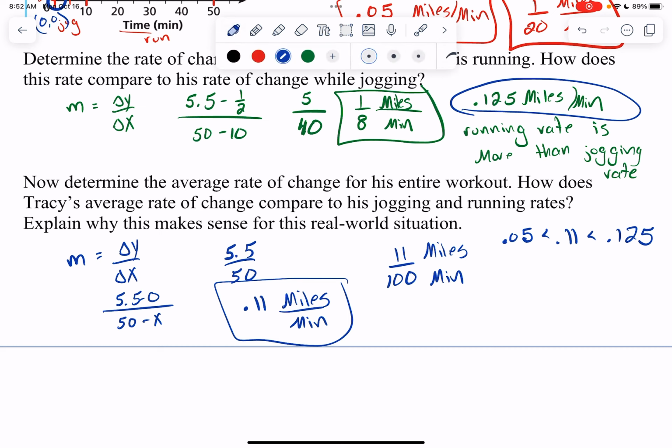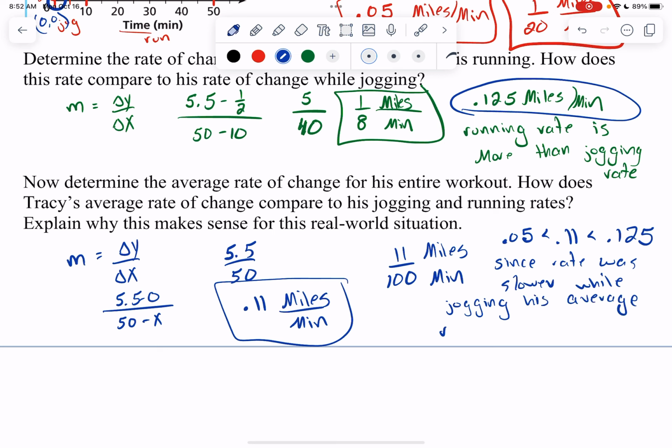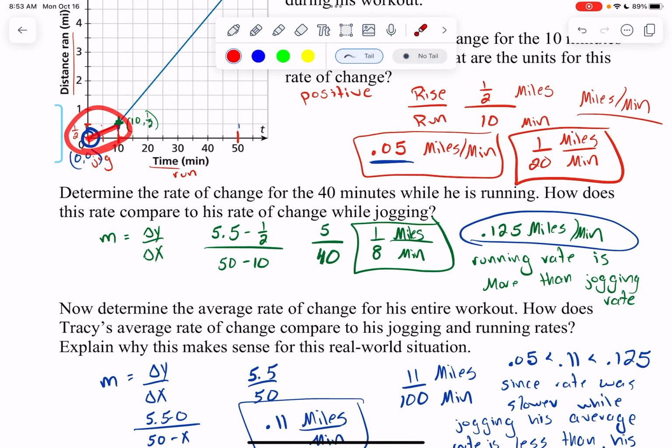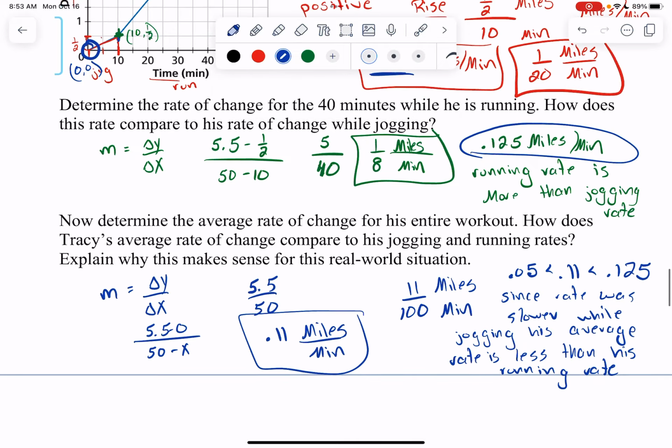Well, since his rate was slower while jogging, his average rate is less than his running rate. Since he has that little bit, it's not less by a lot, like 0.11, 0.125, not a whole lot, but it is less by a little because of this slow part of his run. Okay, so there we are calculating rate of change.